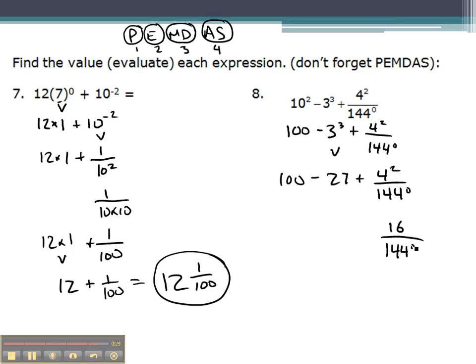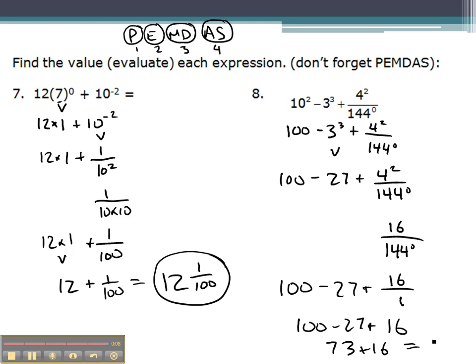And 144 to the 0 power. Any number to the 0 power is just 1, so 16 over 1. So this is 100 minus 27 plus 16 over 1. 16 divided by 1 is just 16. So 100 minus 27 plus 16. 100 minus 27 is 73 plus 16, and that equals 89.